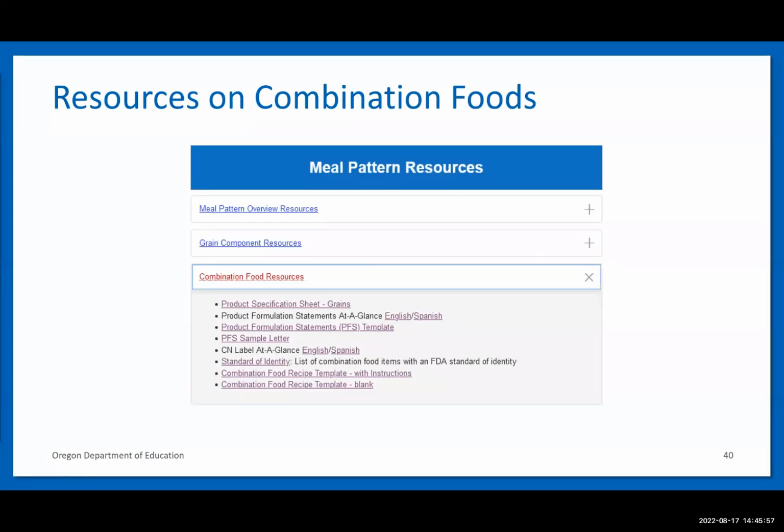I wanted to call out specific resources on this page that may be helpful if you had questions regarding combination foods. Under the meal pattern resources section, you can expand the section on combination food resources. This will show resources of product specification sheets, product formulation statement, template for manufacturers, and a sample letter you can send to manufacturers if you are requesting a PFS. It also includes the standard of identities list for meat alternates that Shirley went over earlier, and some templates for creating your own standardized recipes.